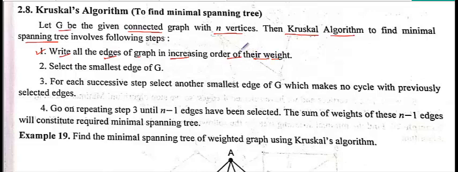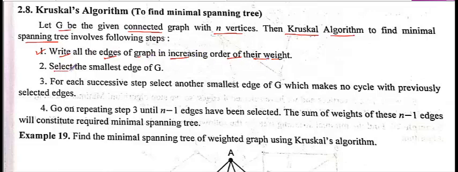One thing you must be very clear about: when you are talking about the minimal spanning tree, the graph must be a weighted graph, so every edge must have a weight. Another important thing is that we have to find the spanning tree, and out of that we are required to find the minimal one. So first step, write all the edges of the graph in increasing order of their weight.